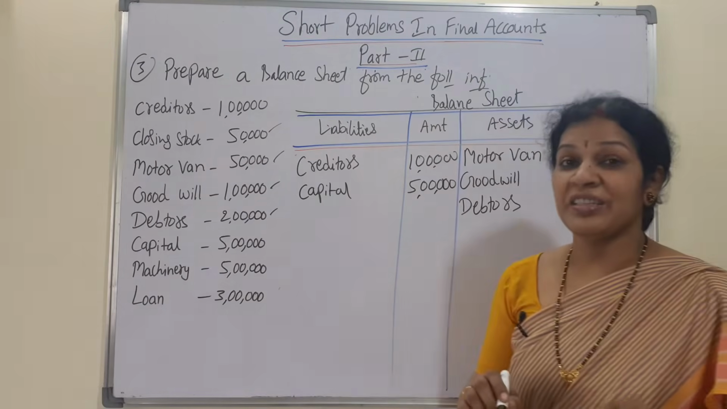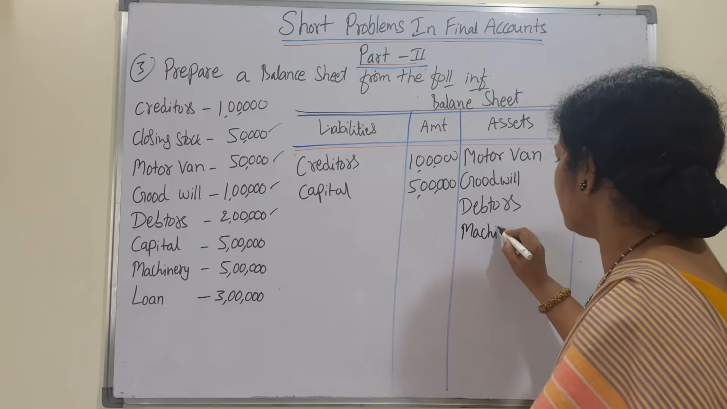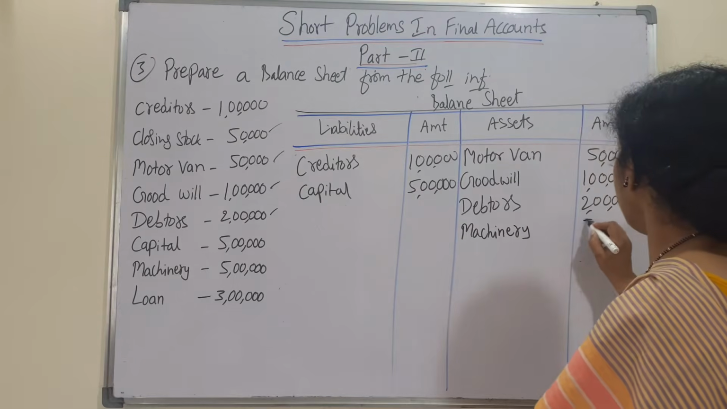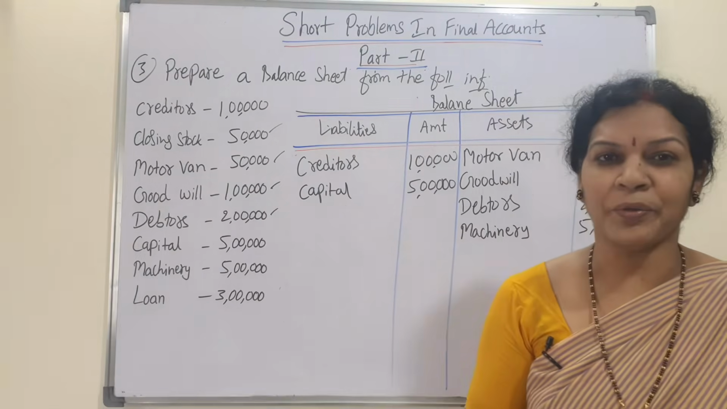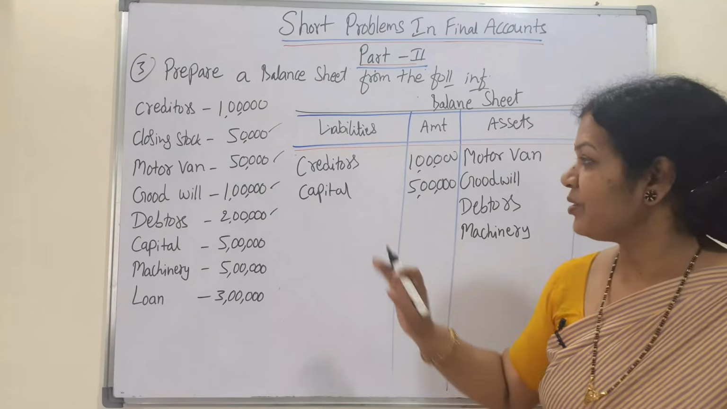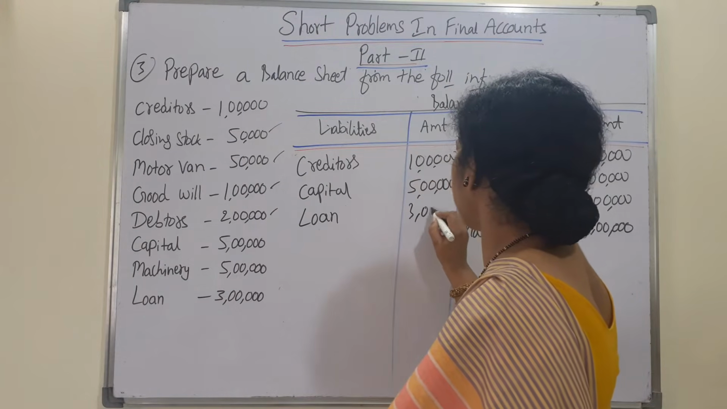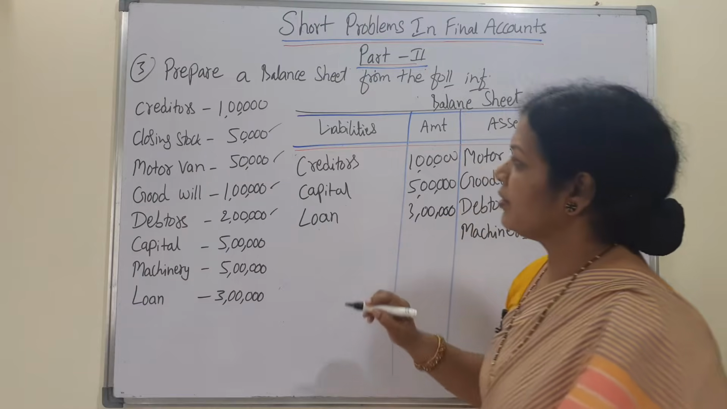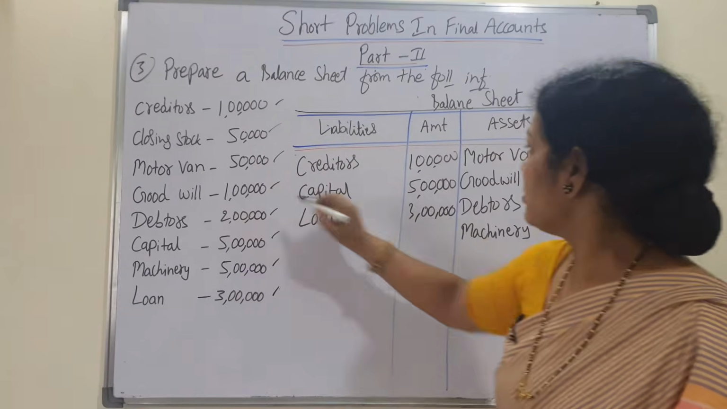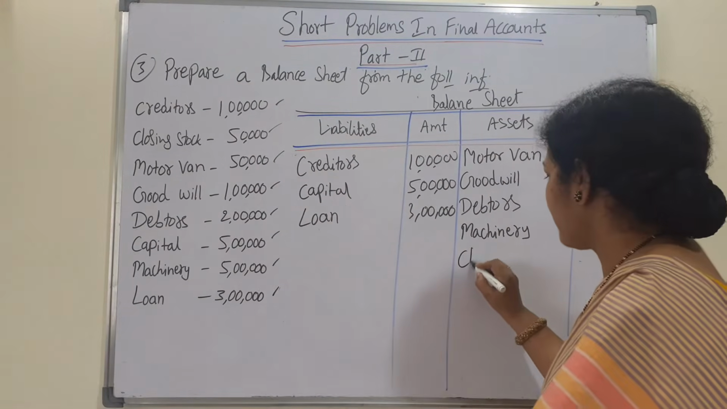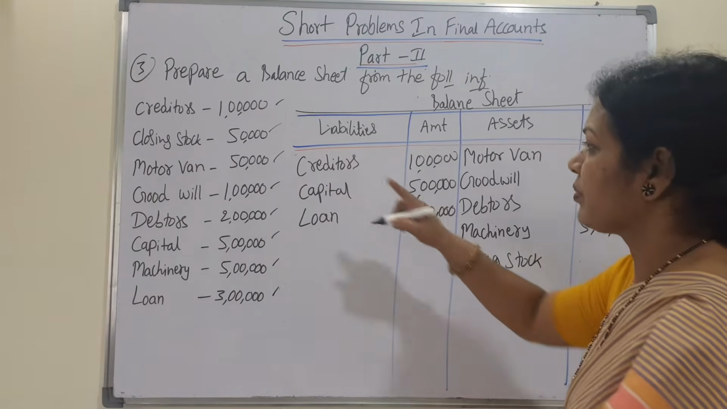Next, machinery. Machinery is an asset. All the assets go on the asset side. It's a fixed asset. Machinery 5 lakh. Next, loan. We have taken a loan. Loan is a liability. So liability side, loan 3 lakh. And one item we kept pending, that is closing stock. Closing stock we will write at the end. Closing stock is 50,000.